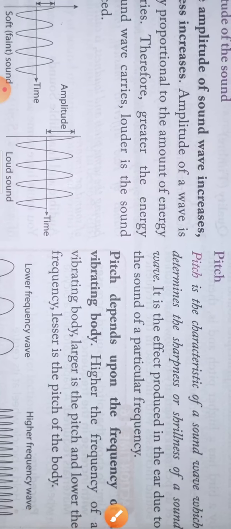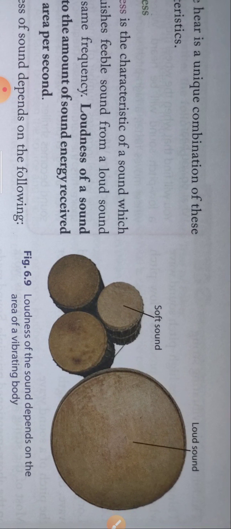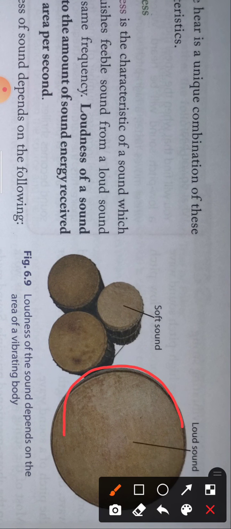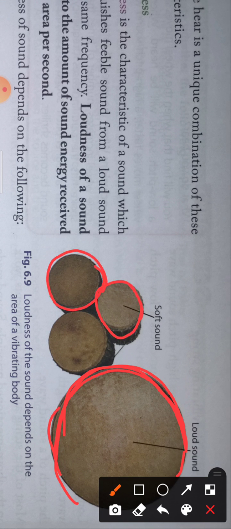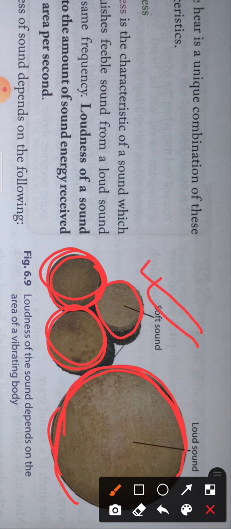So here you have two pictures. Here you have a very large drum. This drum has a very large area, so it can produce a very loud sound. But on the left side, this drum has a very small area, so it will produce a dull or soft sound. Okay, but here on the right side it can produce a very loud sound.